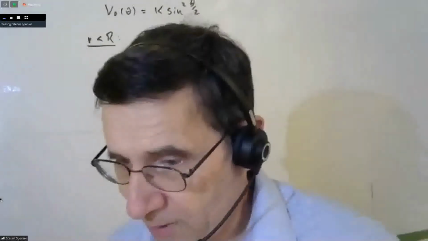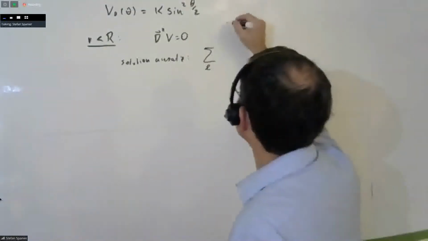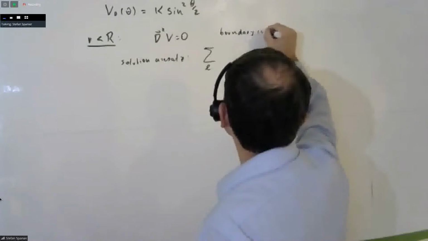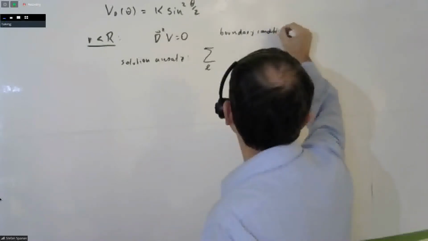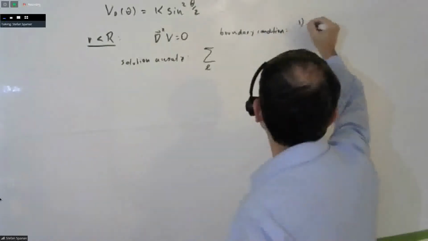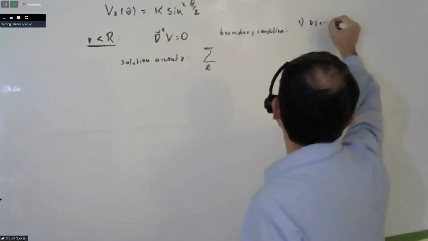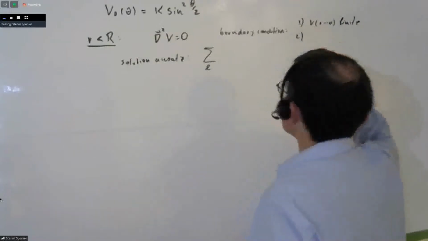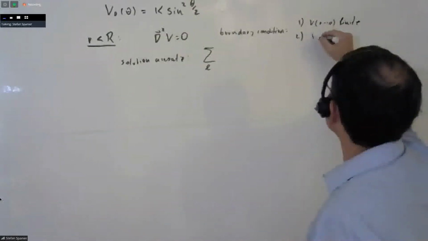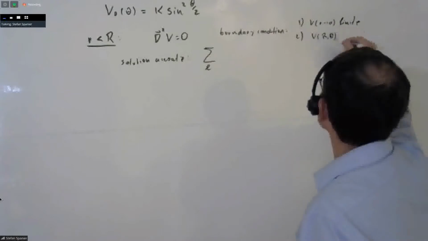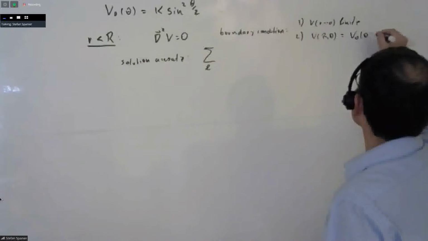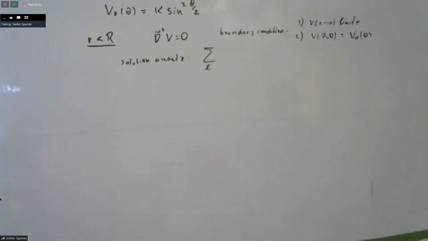If you want to be completely detailed, you write, of course, first a boundary condition. There are two of them. One was V from r to 0 finite. And number two was V from r, theta, once you reach the surface with capital R, has to be V0 from theta. So that outlines the full strategy, what you're going to do here.